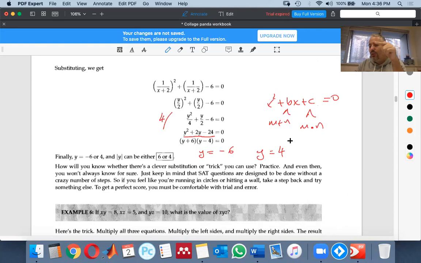But be careful in the question. It says, what is the absolute value of y? So the absolute value of negative 6 is 6. The absolute value of 4 is 4. So the answer of the question is 6 and 4. That's it.